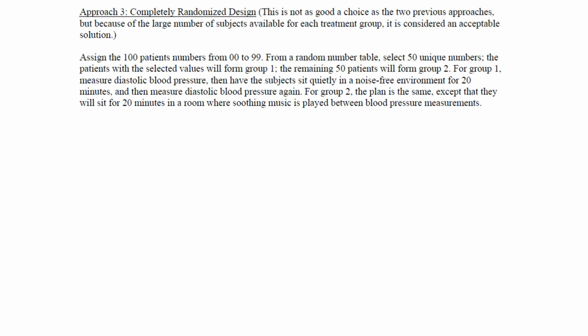For group 1, you're going to measure the diastolic blood pressure, then have the subject sit quietly in a noise-free environment for 20 minutes, and then measure the diastolic blood pressure again. For group 2, the plan is the same, except that they will sit for 20 minutes in a room where soothing music is played between blood pressure measurements.